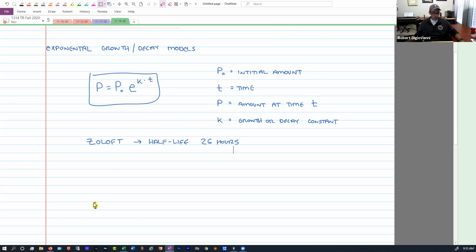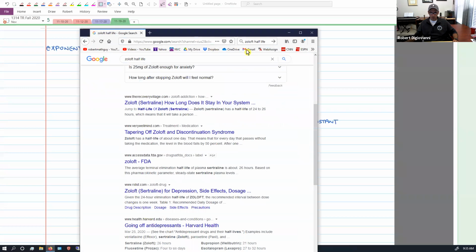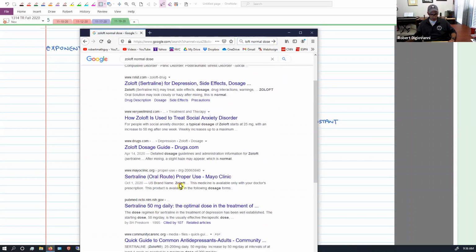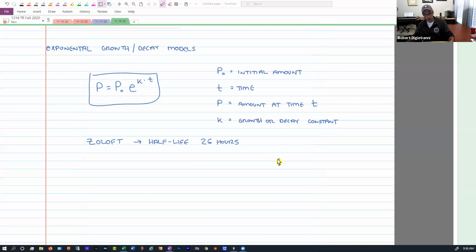Now, what I also need to look up to be able to do this problem is what a normal dosage is. So let me just put here normal dose. Ooh, I'm not going to find anything. 50 milligrams. Okay, I'm just going to go with the first number I see there. I'm just going to put this on the side so I have it. 50 milligrams is a dosage.